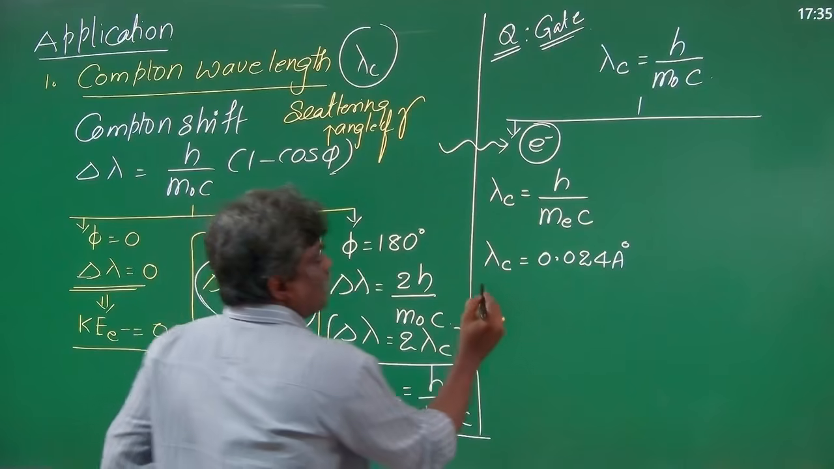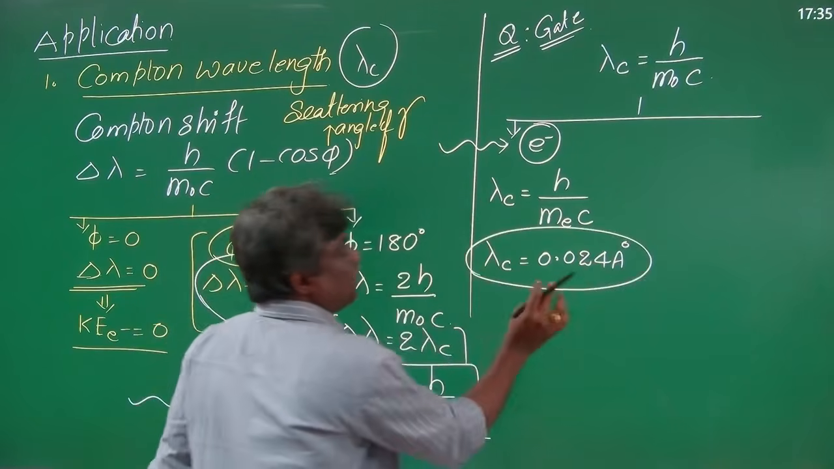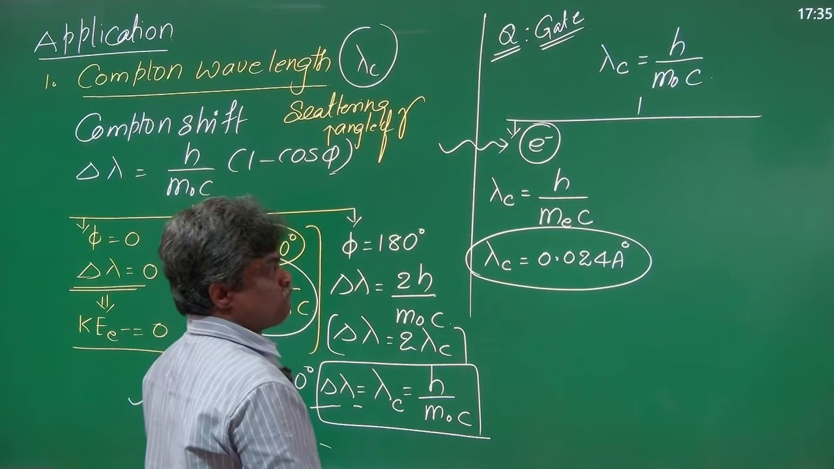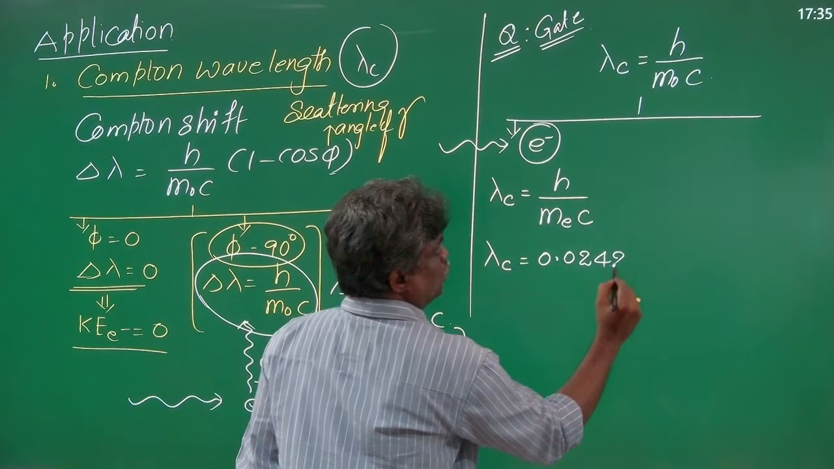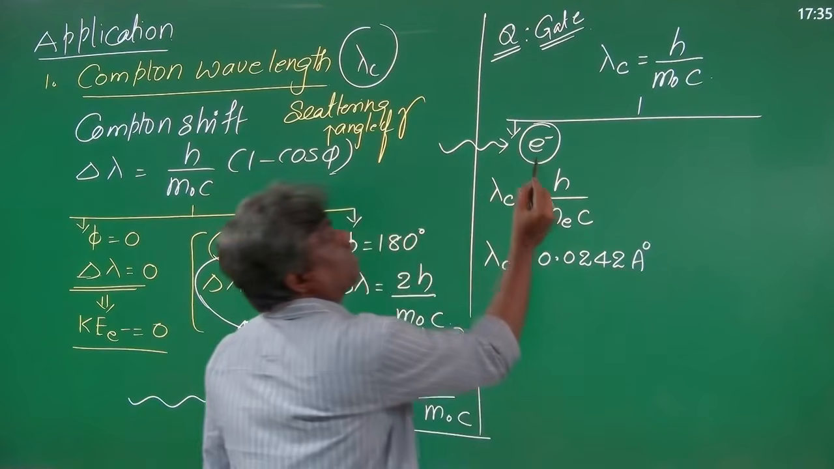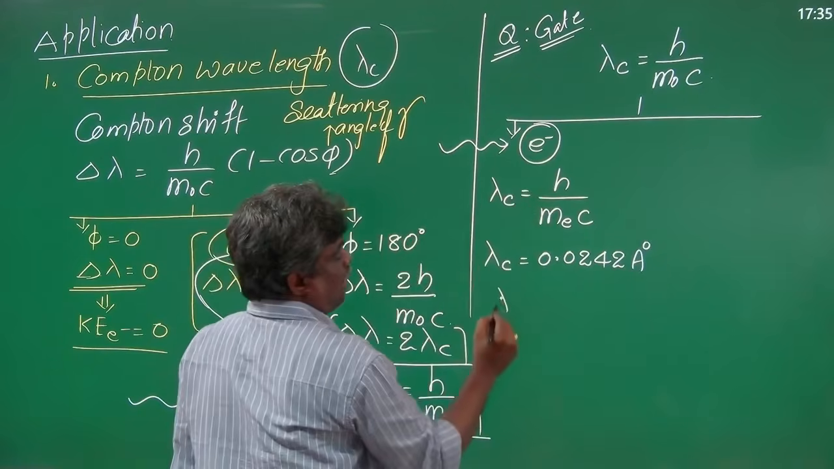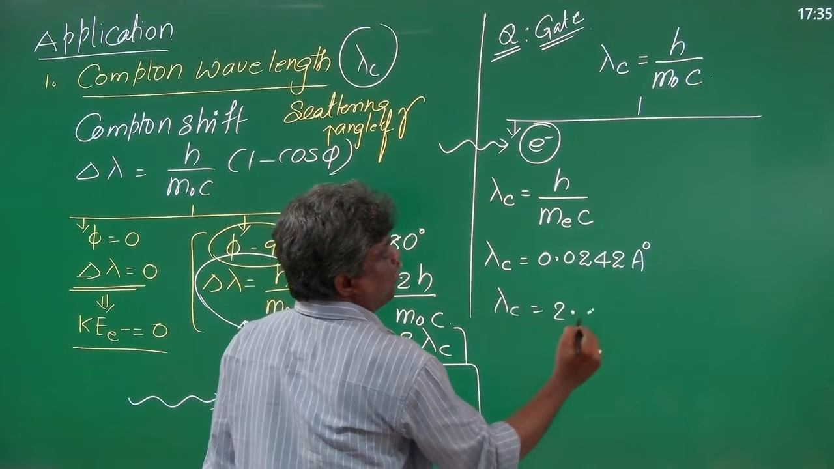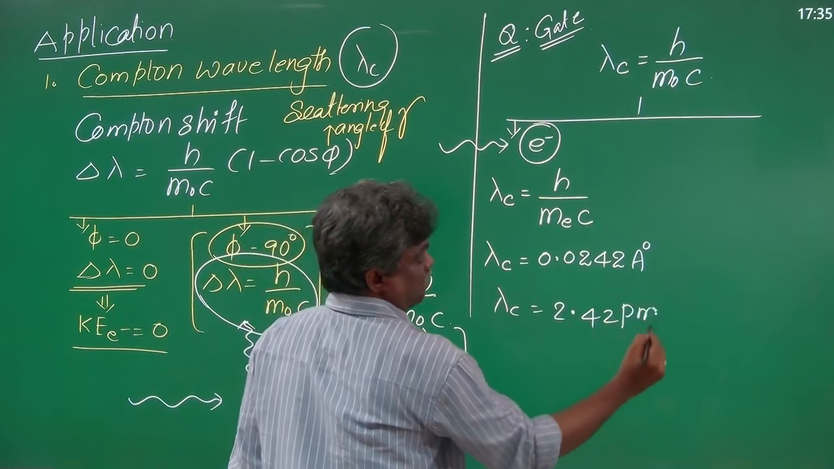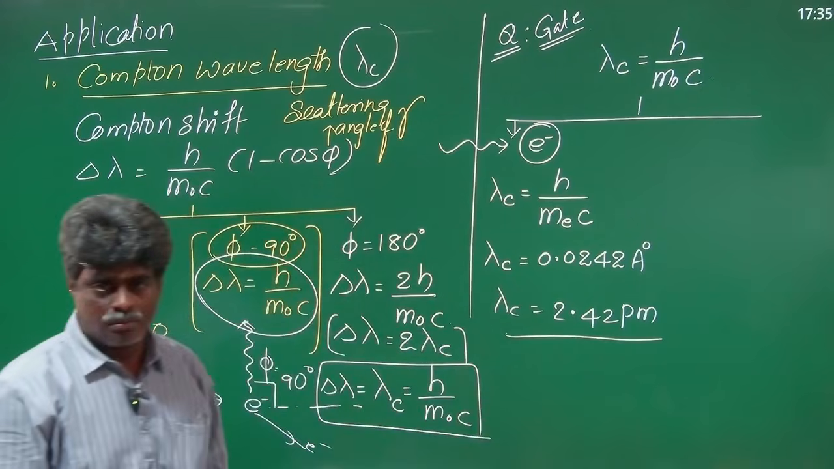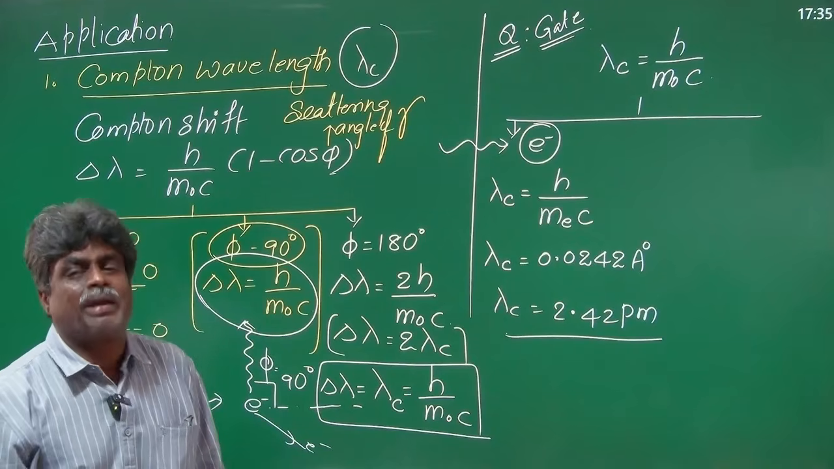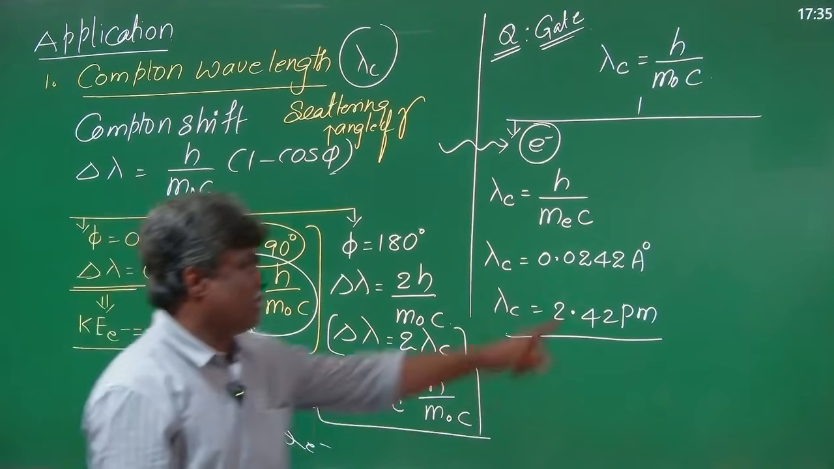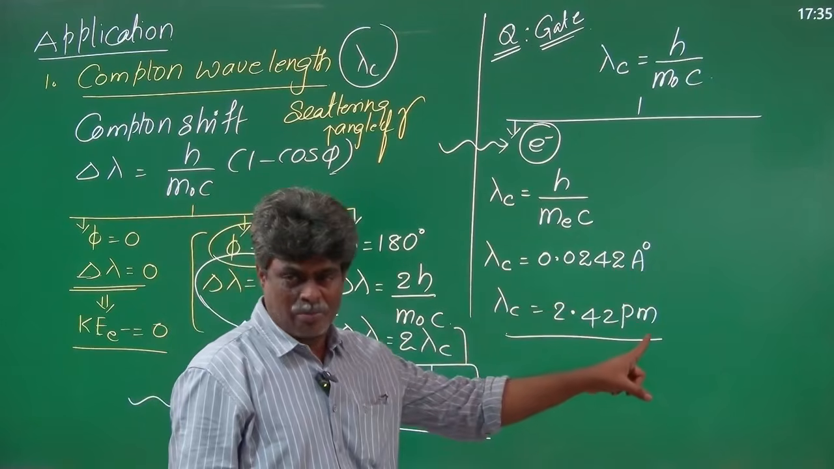Okay, right. Compton wavelength, lambda c equal to how much? 0.0242 angstroms. Or we can write it as 2.42 picometer. Picometer is 10 to the power of minus 12. This is 10 to the power of minus 10, and this is 10 to the power of minus 12.